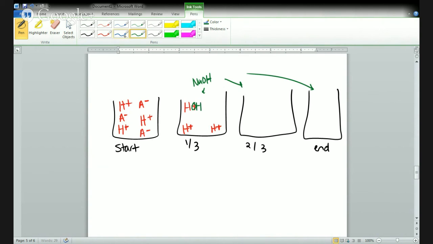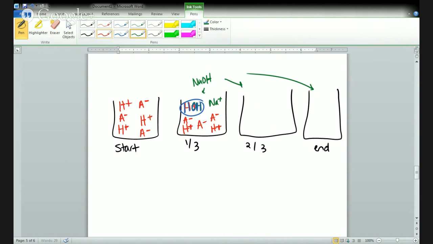And when those things react, we know they make water. So 1/3 of the way means I would have 1 H reacted to make water, and I have 2 H pluses left. I would still have 3 A minus guys in solution. And I would have now 1 Na ion in solution because I've only added 1 OH to react.